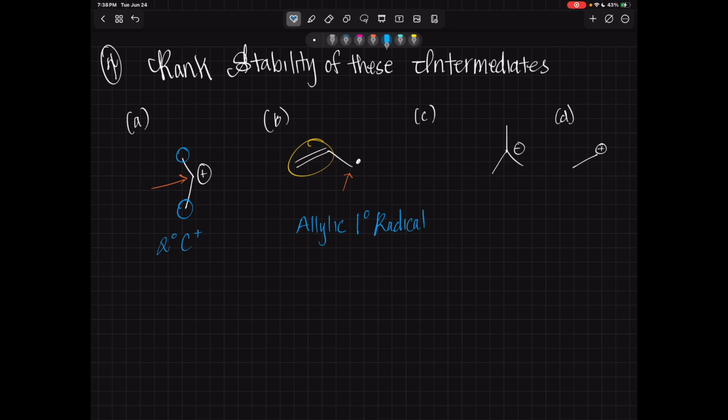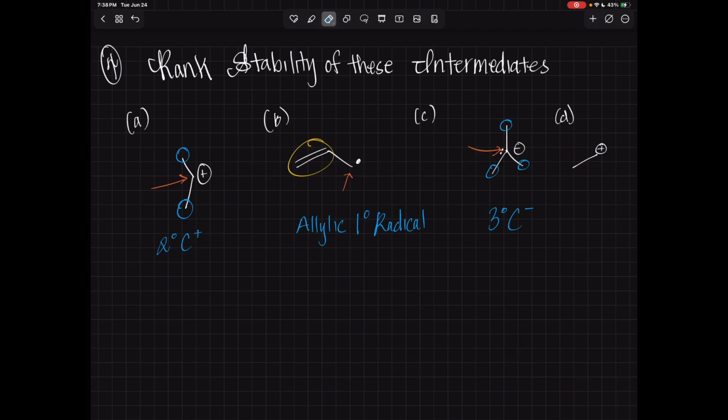Next, we have a carbanion right here. Let me draw in these negatives. This one has no resonance, so we don't have to worry about that. But it has three bonds to other carbon groups, making this a tertiary carbanion.